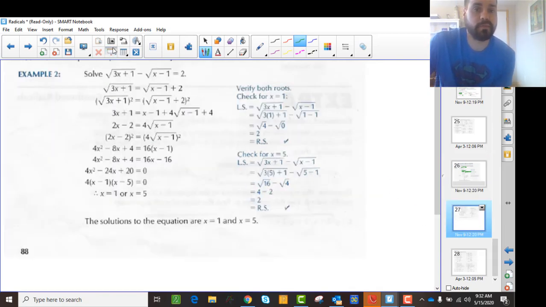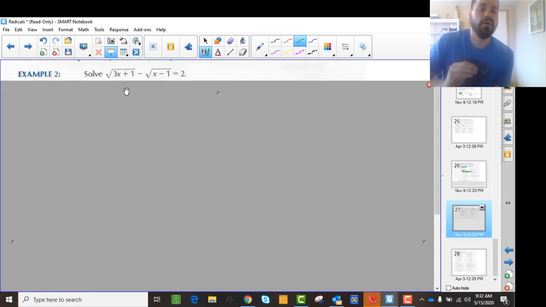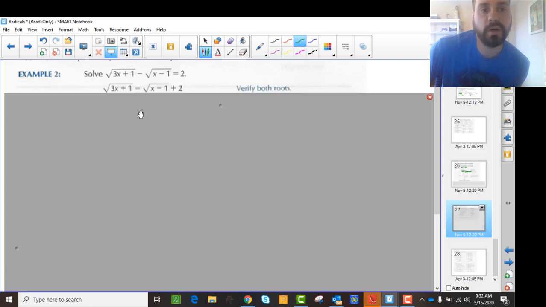Okay, but here's another example, and we'll just walk through this one as well. So we have two radicals. The first step is to isolate one of them. It doesn't matter which one you isolate. So in this case, we isolate the square root of 3x plus 1.